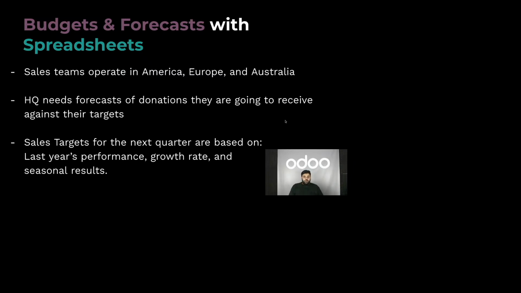The sales targets, the targets which I'm speaking about, are set based on last year's performance, last year's donations that we got, growth rate taking into account any additional marketing activities that I might have done this year, and seasonal results. As every business, every month or every quarter has a different impact on your revenue based on the conditions then. So we'll be taking those into account as well. So without further ado, let's get straight into the software.